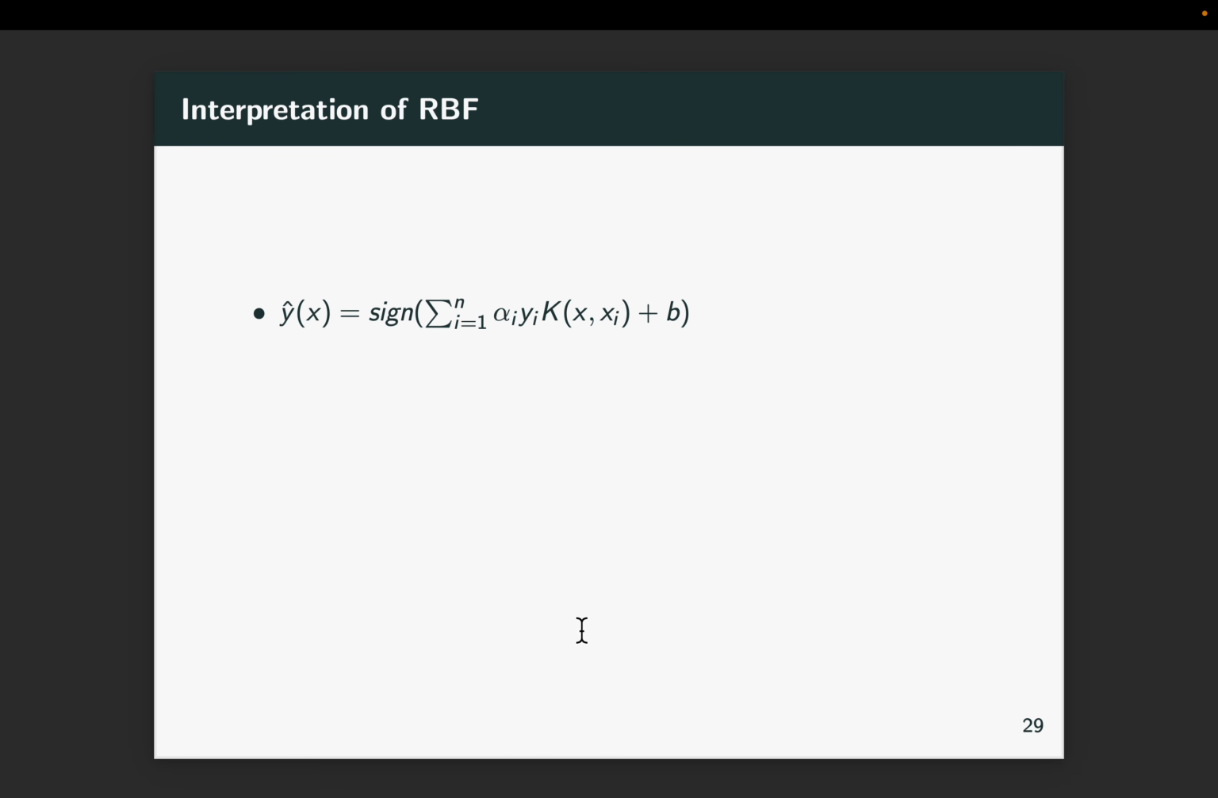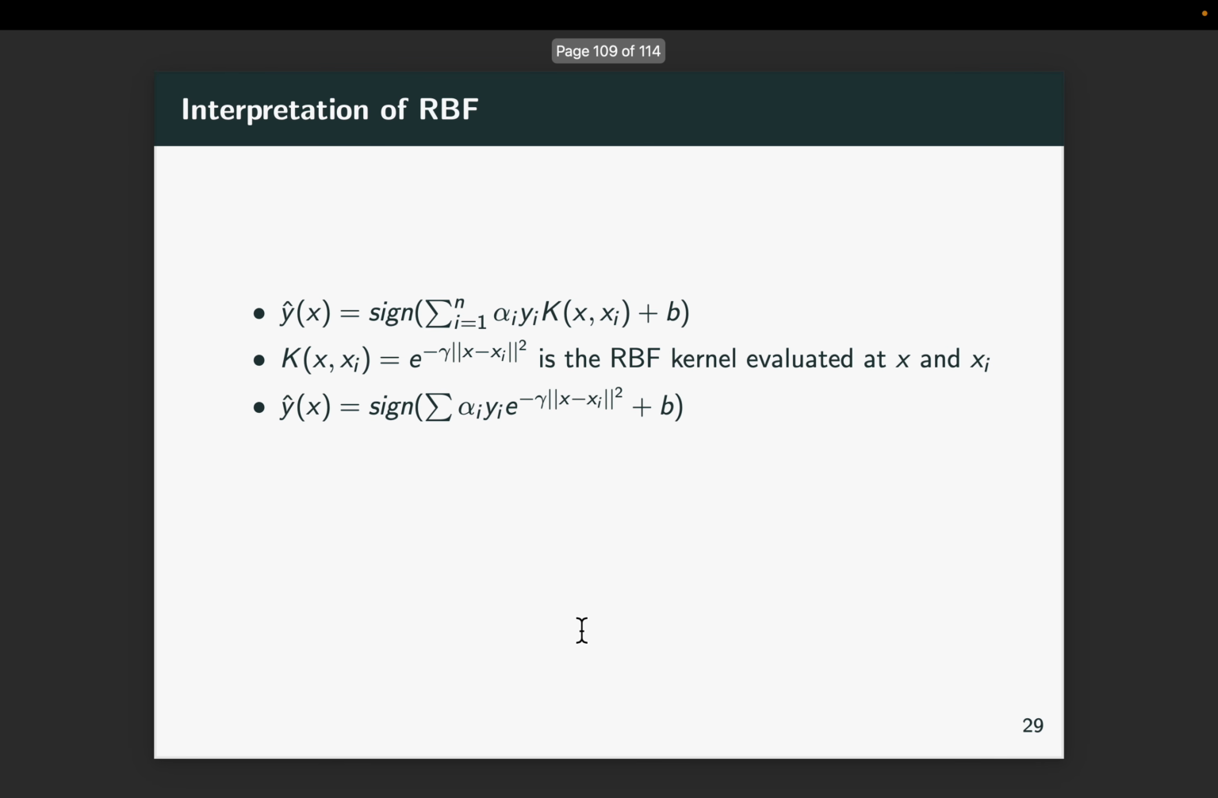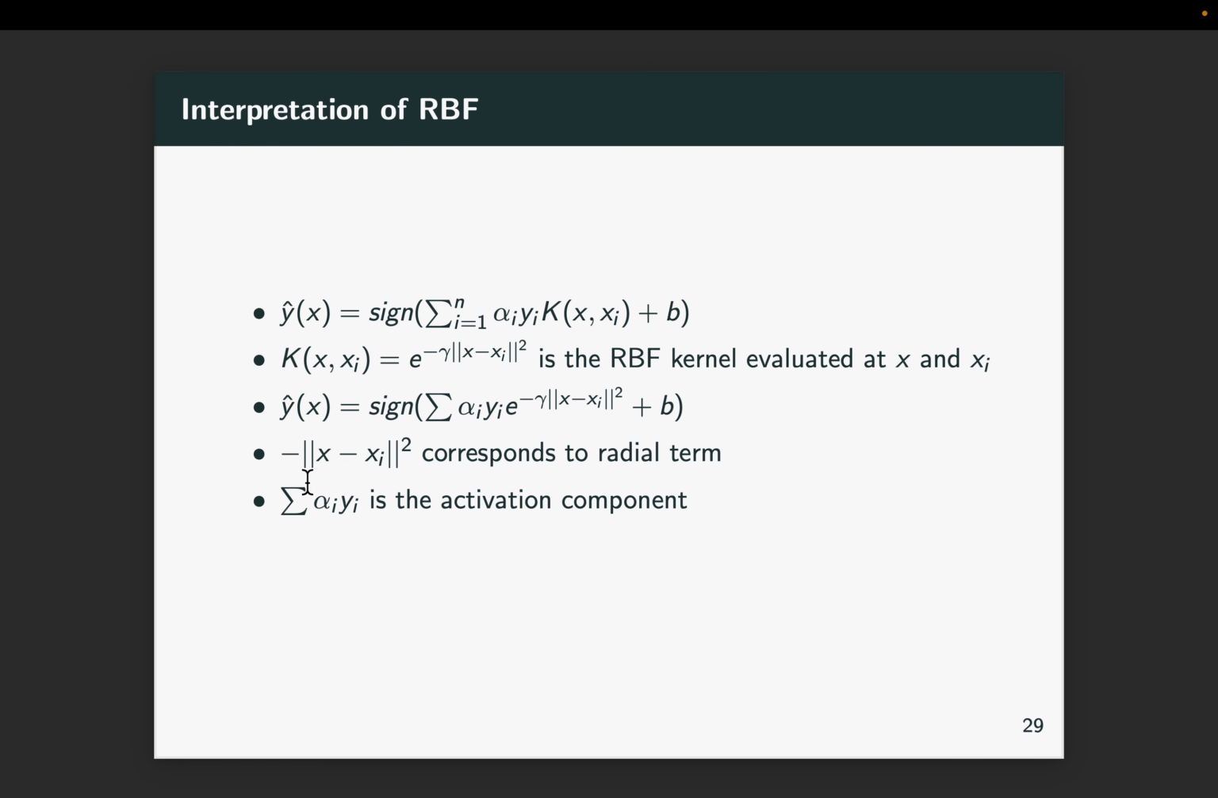Another way to look at the interpretation of RBF is that we can see that it is of the form e to the power minus the norm of x minus xi squared. We can think of this as an equation of a circle in high dimensional space. So it's like a radial term, a radial basis function. You can think of this as the radial component. We can think of summation alpha i yi as the activation.